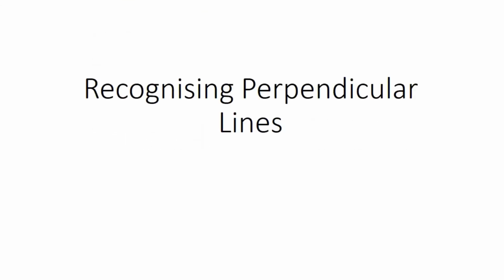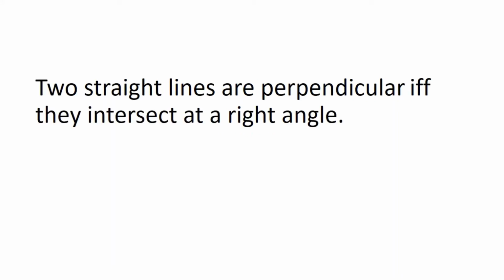In this video, I am going to be talking about how we can recognize perpendicular lines. So first we're going to need a definition of what I mean by perpendicular. Two straight lines are perpendicular to each other if they intersect at a right angle.